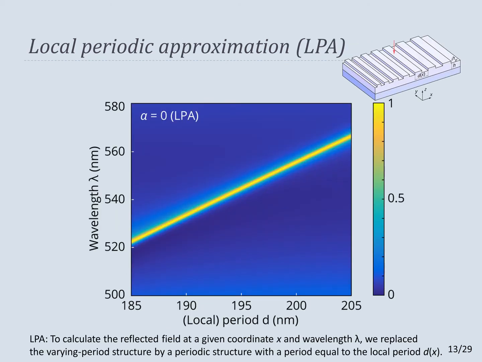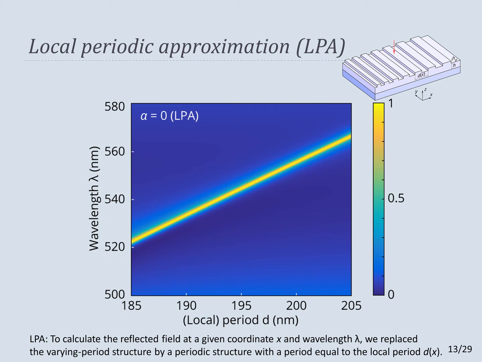In order to investigate the optical properties of the varying period structure, we consider a monochromatic plane wave, which is normally incident on the structure. And we will be interested in the reflected field at different points along the structure, that is, at different values of x. The simplest approach to calculate the reflected field is the local periodic approximation. Under this approximation, we replace the varying period grating with the periodic one, having the period equal to the local period at the considered value of x. Then we simply use the RCWA to calculate the reflection coefficient at a wavelength of interest.